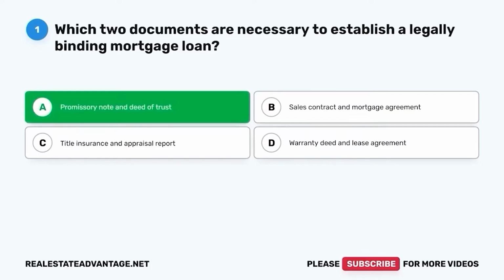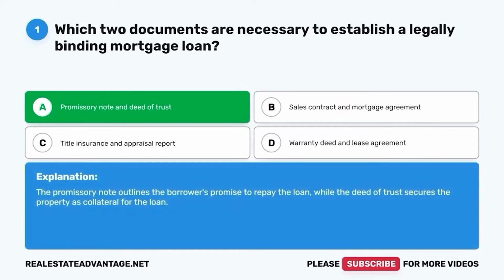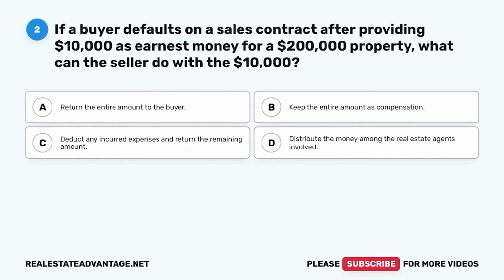The correct answer is A. Promissory note and deed of trust. The promissory note outlines the borrower's promise to repay the loan, while the deed of trust secures the property as collateral for the loan. Question 2.